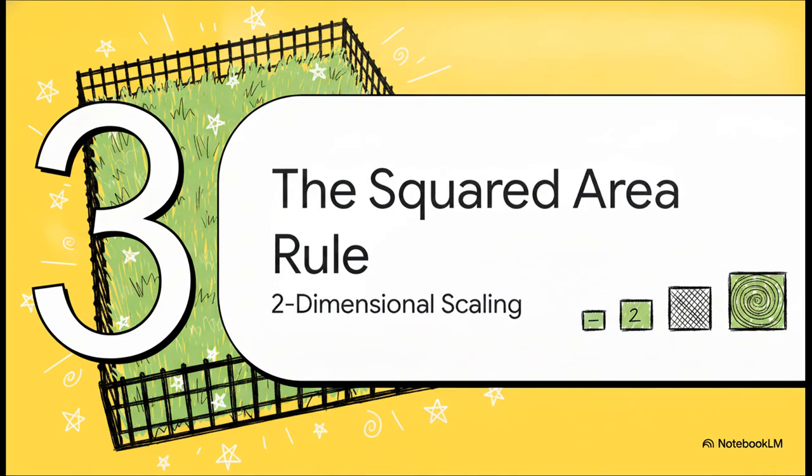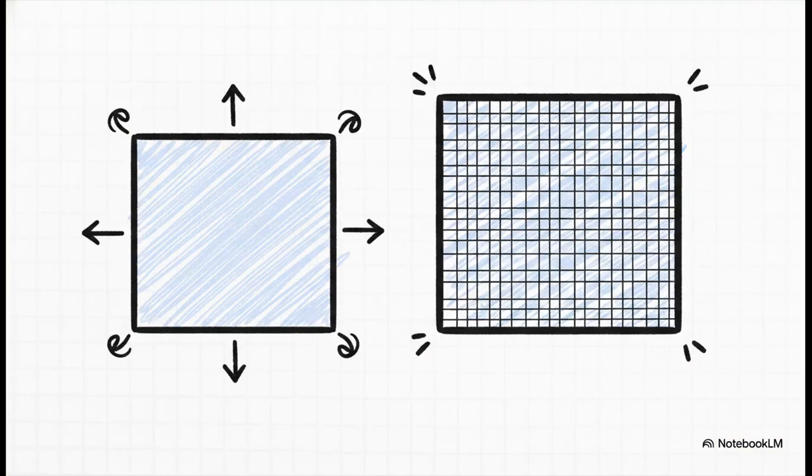All right, Section 3, the squared area rule. This is where we leap from one-dimensional lines right into two-dimensional space. We're no longer just measuring the fence around the yard, we are measuring the grass inside. And this is where the math gets a fun plot twist. If your instinct tells you that the area just multiplies by k, like the perimeter did, scratch that. The area actually scales by k squared. It's arguably the most common pitfall in geometry, but it makes total sense when you think about it.